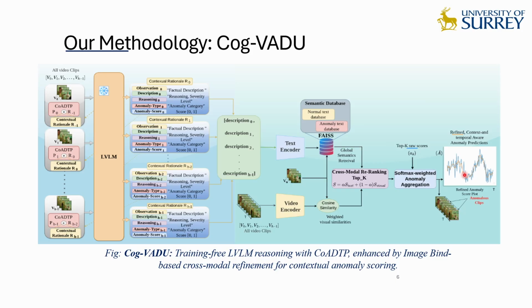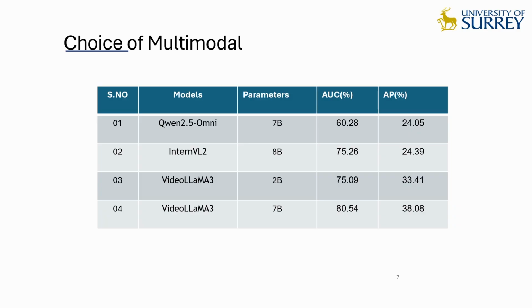Now let's go. Now we know that in order to build this model, we need some components: the design, the choice of the multi-model, the prompting, and then those refinement strategies. So first, the choice of the multi-model.